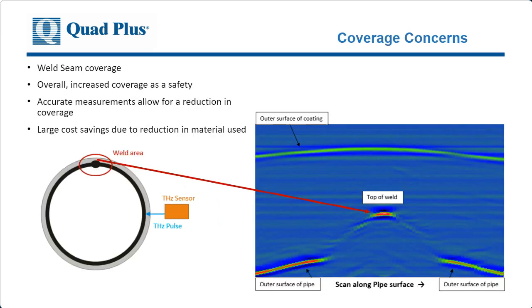So another concern is coverage and over coverage. A lot of pipe manufacturers will over cover so they don't have to do rework, and weld seams are one of those areas. They'll do over coverage on those as a kind of safety factor. But being able to do live measurements in closed loop control, we can give you accurate measurements over those areas, and you can reduce the material used, with potentially large cost savings.